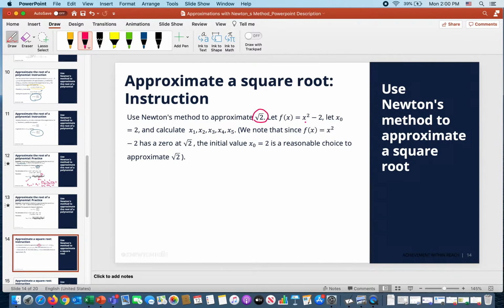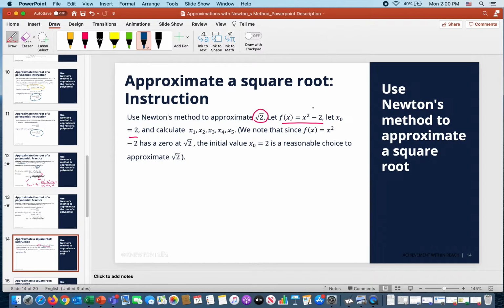So f of x is x squared minus 2. Okay, we're going to let f of x equal x squared minus 2, and x sub 0 is going to be 2. Now, this will be information that you're given in the problem. You're not going to have to determine what this is on your own. Again, that's something that we'll work with you on.